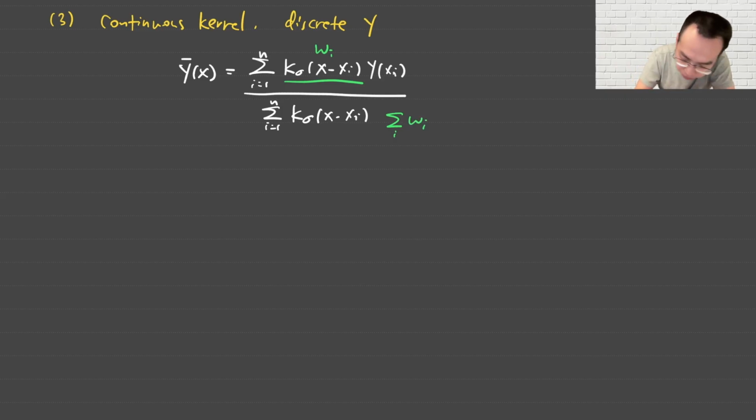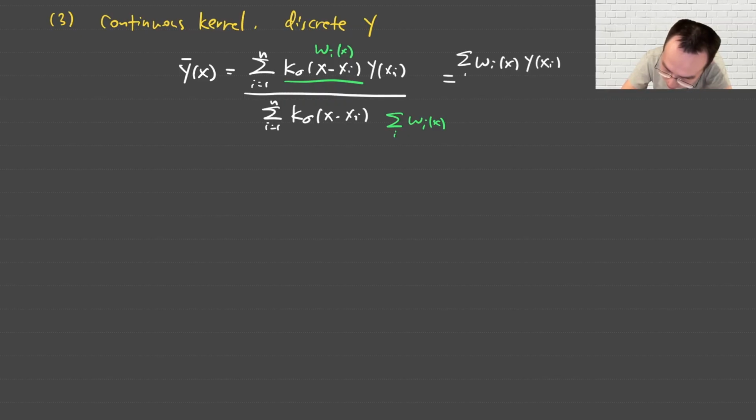You see this w_i actually depends on the particular position x, so it's a kind of position-dependent weight. That can also be written as the sum over i of w_i(x) times y(x_i), over the sum of all weights. So now this becomes a weighted average formula for all the data points.